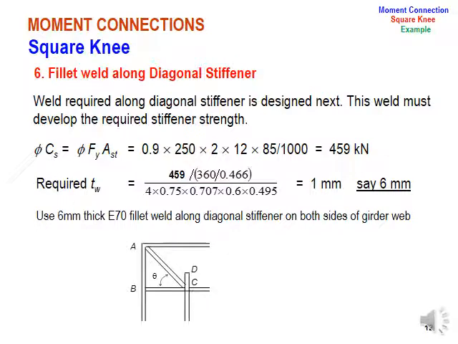Then comes the fillet weld along the diagonal stiffener. The weld required along the diagonal stiffener is designed. This weld must develop the required stiffener strength. So this needs to be compared against phi Fy AST and the required TW. You can calculate it by equating the weld efficiency with the applied force within the stiffener. So a similar criterion is there. You are getting 1 millimeter.